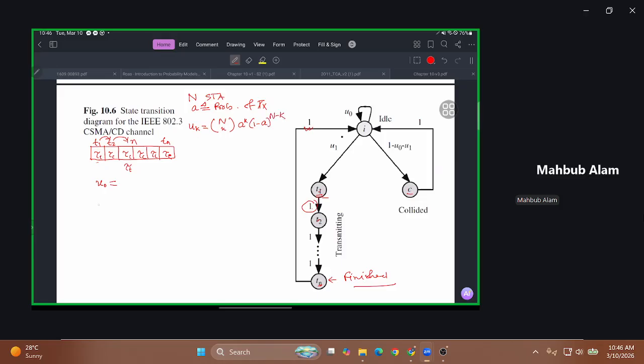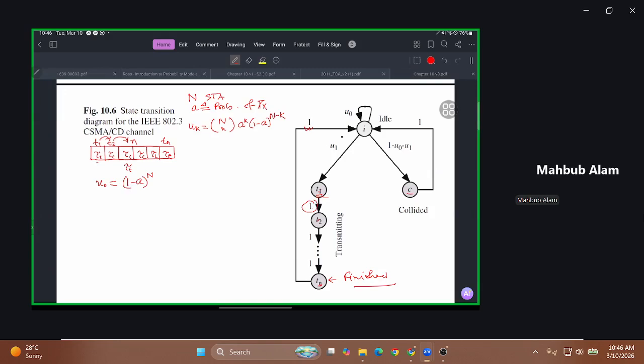So zero stations are transmitting when k is equal to 0. n choose 0 is equal to 1, a to the power 0 will be 1, so it will be (1 minus a) to the power n. This says none of the n stations is transmitting. Probability a is the probability that a single station is transmitting, 1 minus a is the probability that a station is not transmitting, and (1 minus a) to the n is the probability that none of the n stations is transmitting.